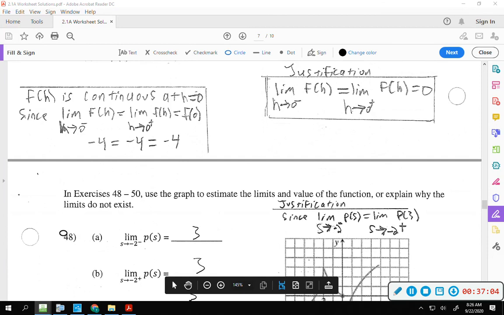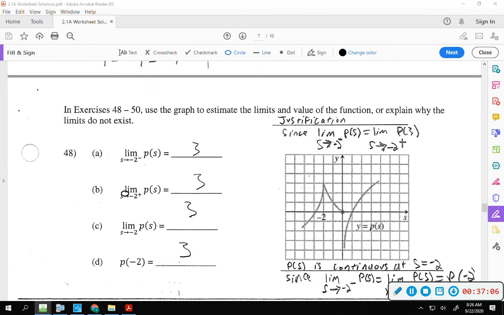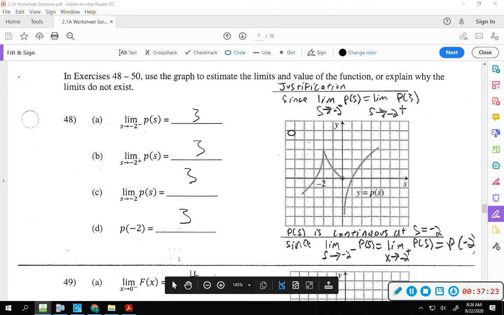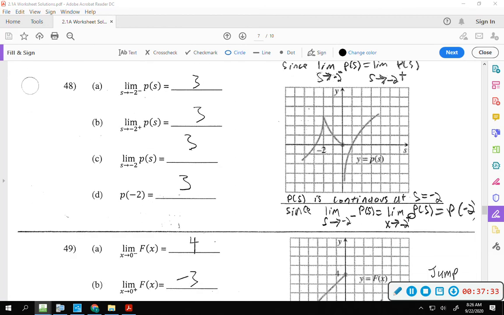48. Here's another picture. The limit as x approaches -2 from the left, getting closer and closer to -2, the y value is getting closer to 3. -2 from the right, the y value is getting closer and closer to 3. Therefore, the limit is 3 because the left-hand limit equals the right-hand limit. So here's my justification. The limit as x approaches -2 from the left of this function equals the limit as x approaches -2 from the right. And since both the left-hand limit and right-hand limit equal the value of the function at -2, that guarantees continuity.